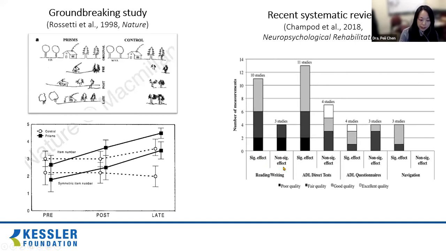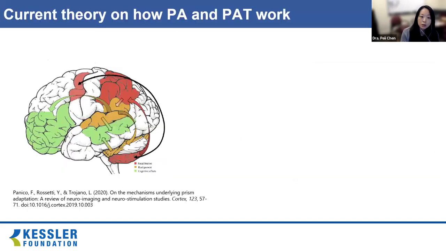So what I want to say is prism adaptation, or any kind of treatment for spatial neglect, is not perfect for individual patients. There are huge individual differences, because in the earlier part of the lecture, I showed you the symptoms of neglect are very diverse, and there are huge individual differences due to their brain damage, which part of the brain was damaged, which part of the network is dysfunctional. So the current theory of how prism adaptation works is complex.